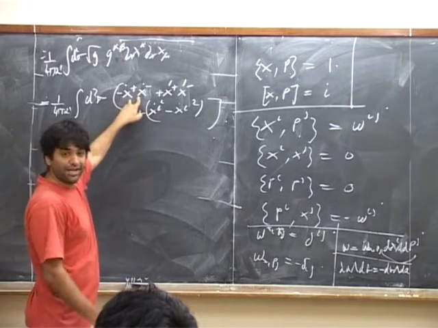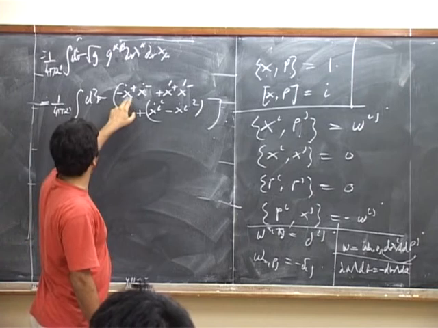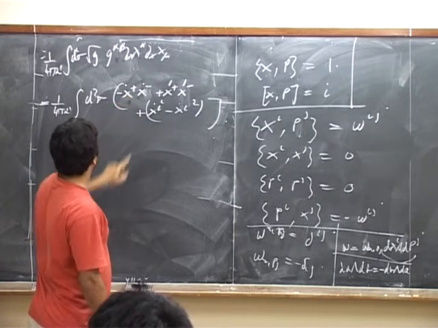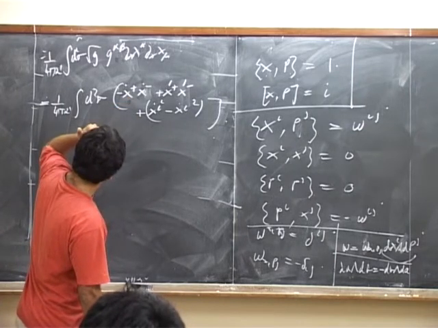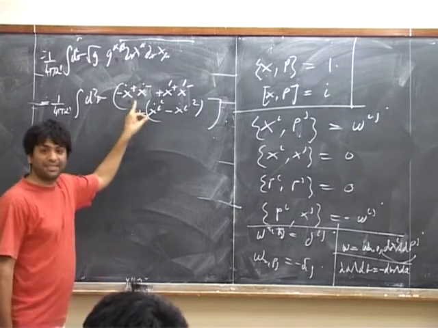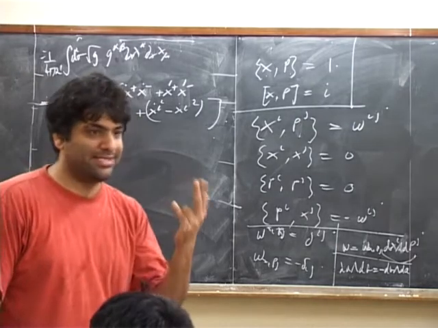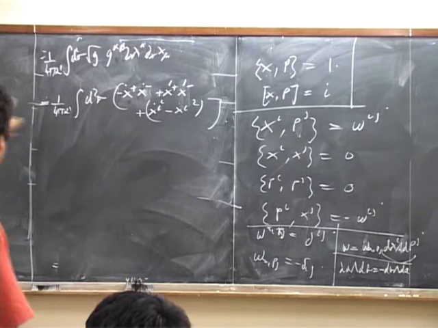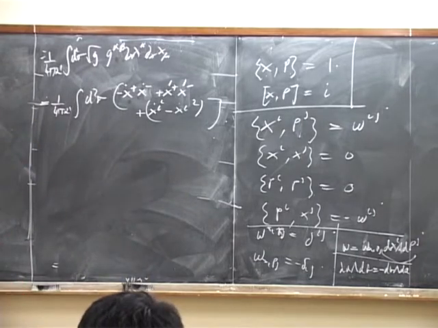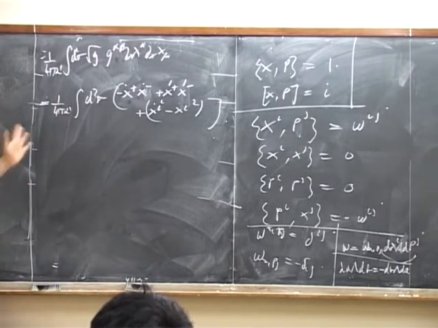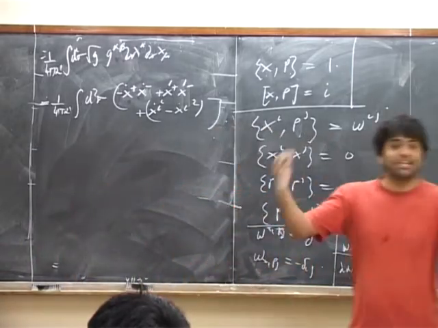Let me check if I got signs right here. This one would be... this is right because x plus is t plus x, minus is t minus x. The part that comes from t and t should appear with minus sign. So that's correct. Okay, so this is our action.